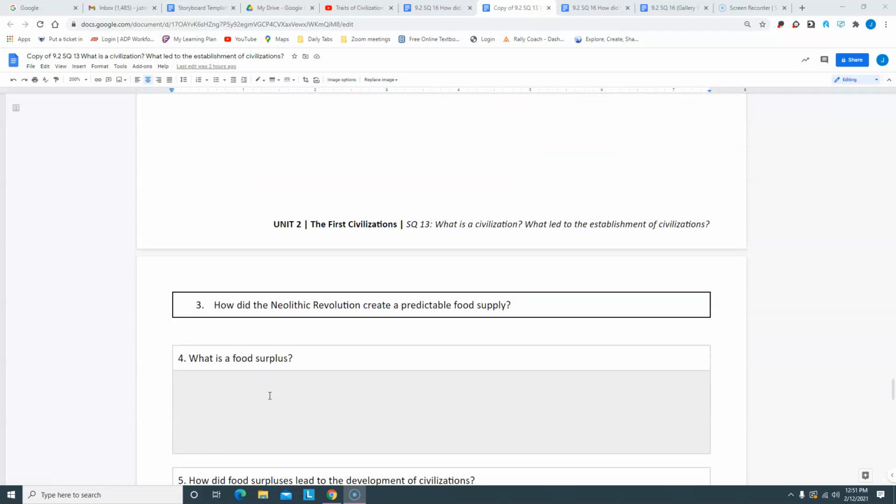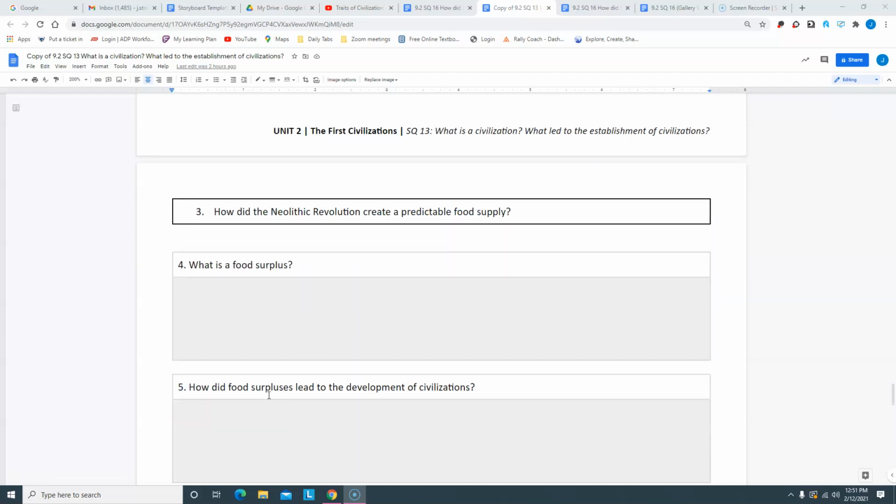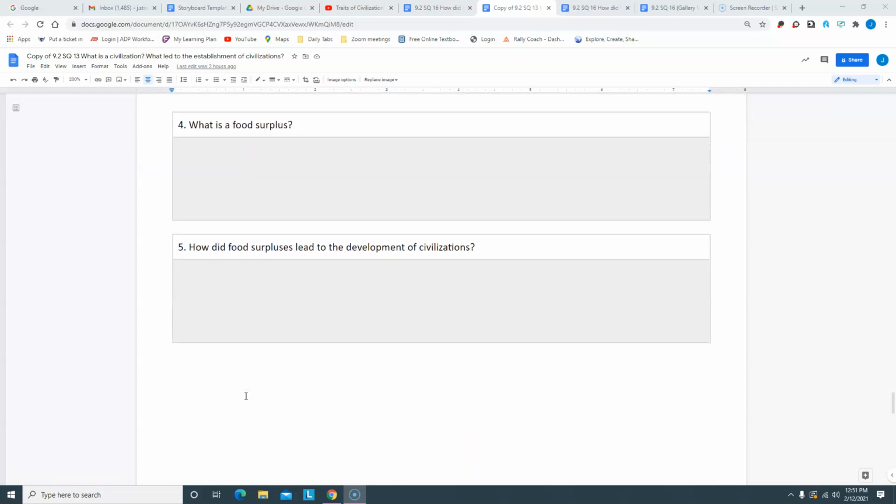In the Edpuzzle, answer question number 3. How did the Neolithic Revolution create a predictable food supply? Now in the Edpuzzle, answer question 4. What is a food surplus? And now in the Edpuzzle, answer question 5. How did food surpluses lead to the development of civilizations?